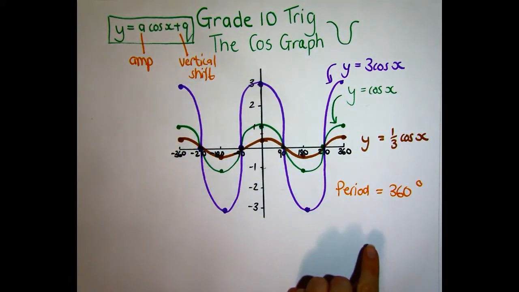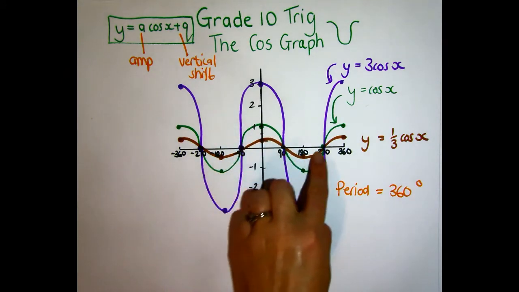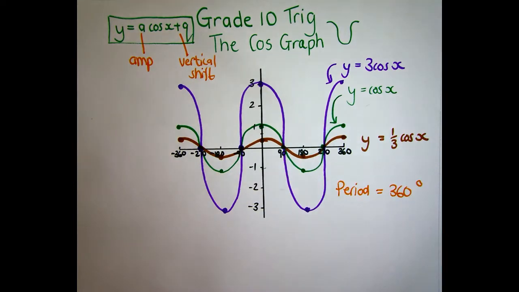The period of a cos graph, for now, is always 360 degrees because it takes exactly 360 degrees to fit in one whole cup.